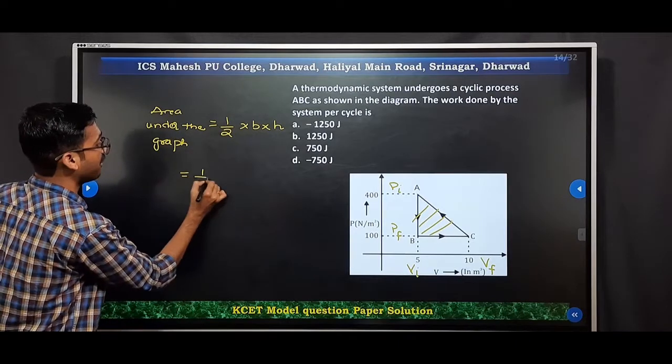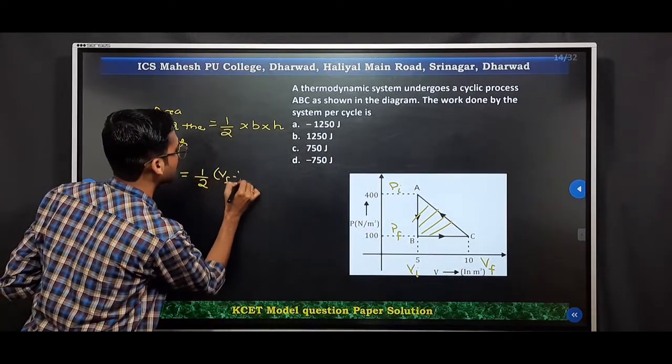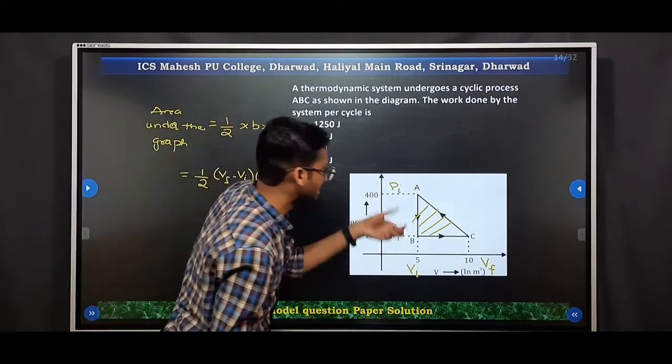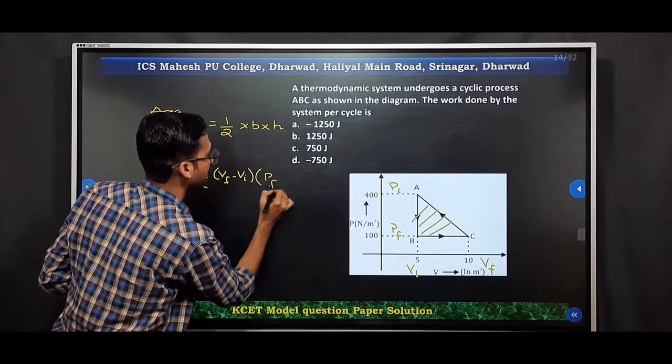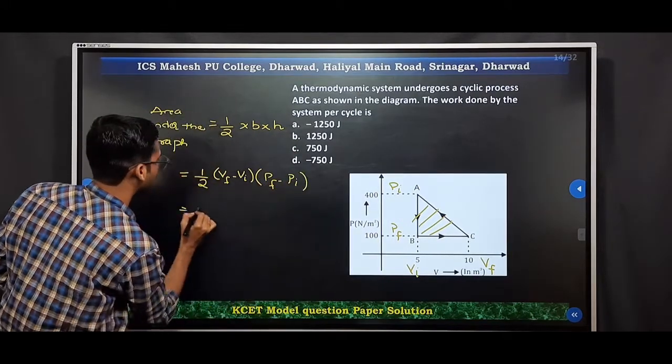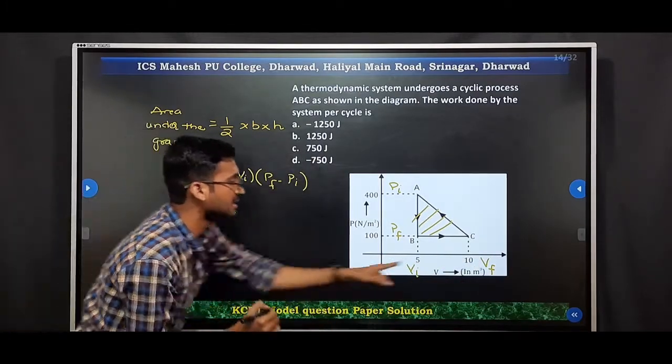Therefore, half of base, here we have Vf minus Vi. This one, AB, can be written as the height, that is Pf minus Pi. Therefore, half of, what is Vf here? 10 minus 5.